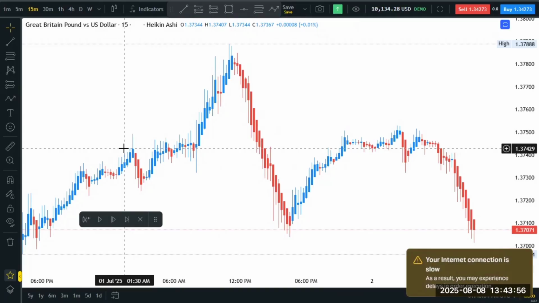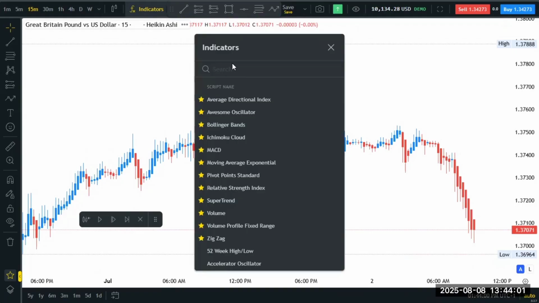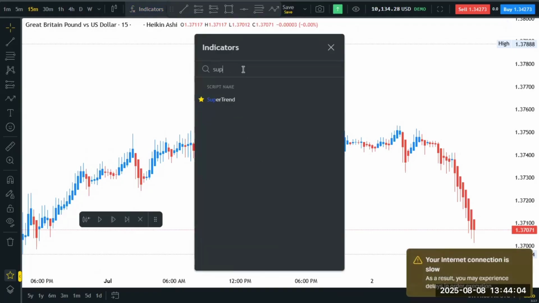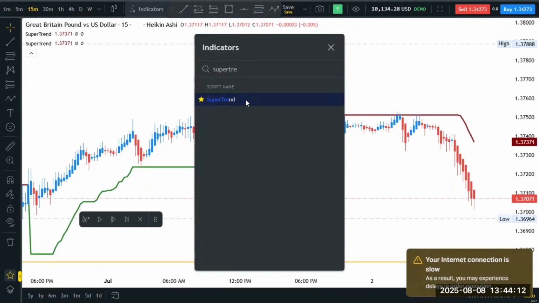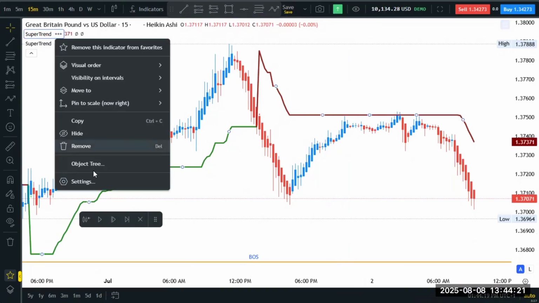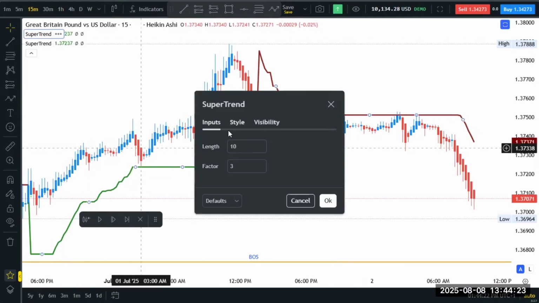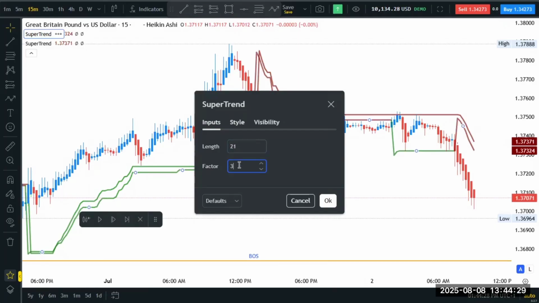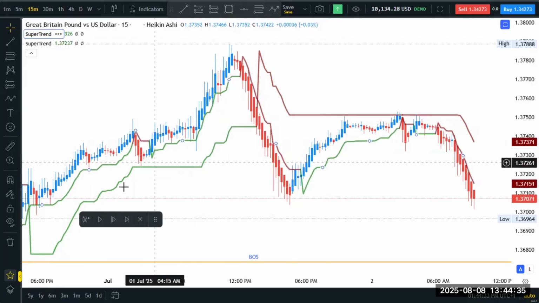What we need to do is to add our super trend indicator. So I am going to click on the indicators, and you are going to type super trend, and you see it here. We need two of them. So I'm going to add one, and I'm going to add the second one by clicking 2 times. They have been added. We need to edit the settings of the super trend indicators. So we are going to click on settings, and under the length, I am going to change it to 21, and the factor, I am going to change it to 1, and you click on OK. That's for the first one.